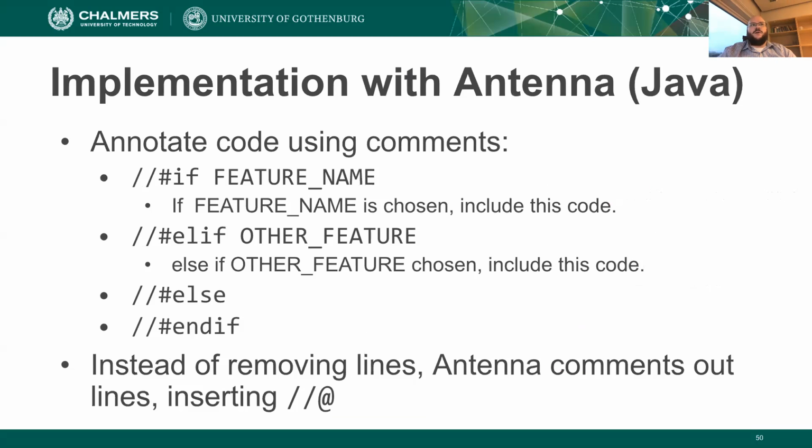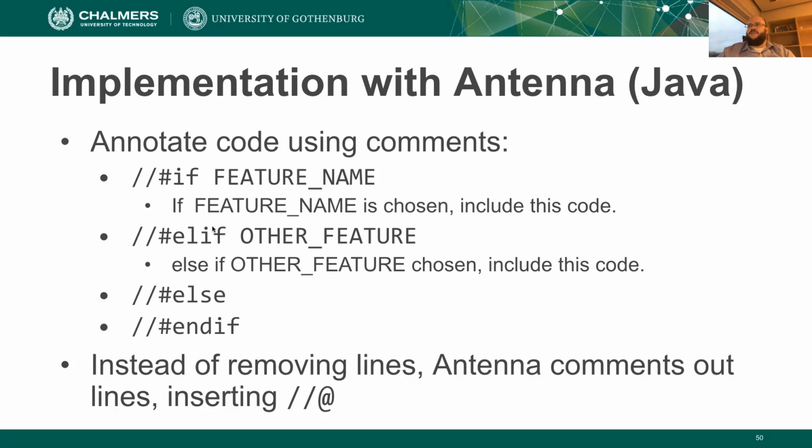Antenna, as I said, is the one you used for Java code. So that's going to be our focus here. It uses a set of comments you place in your code to note when to include or exclude code based on if statements and expressions included with them. Generally, if a feature is included, it's defined as true, and if otherwise, it's not. And so we note if feature name to include code in the product, and if that feature has not been selected, then that code won't be included.